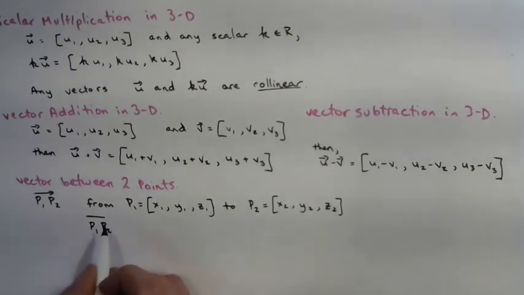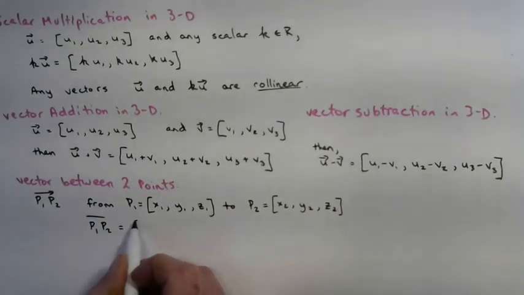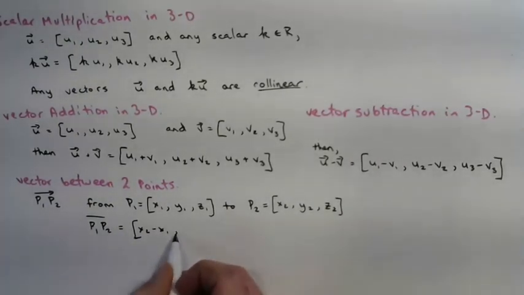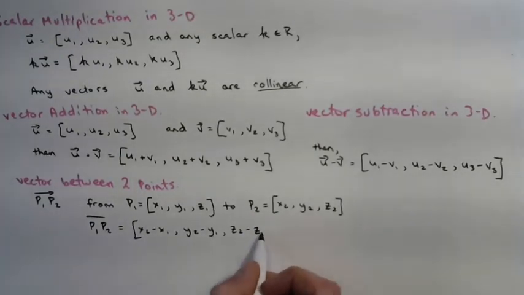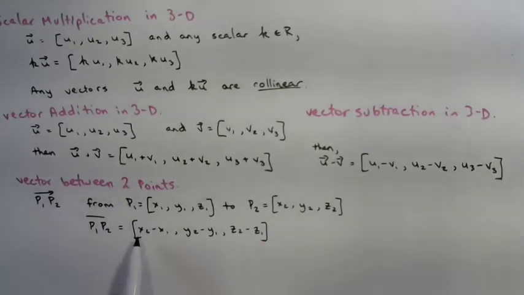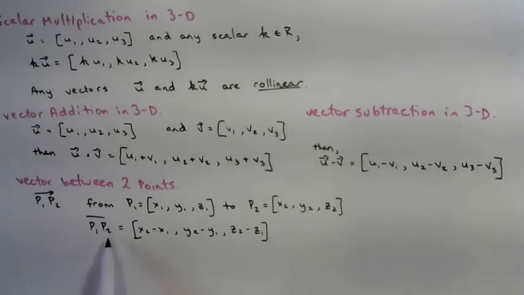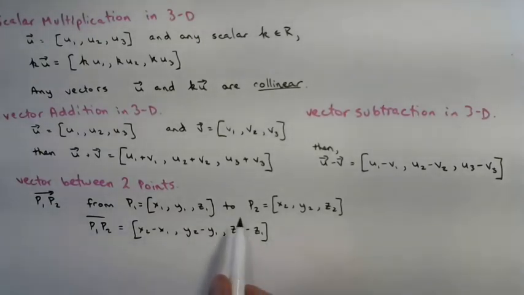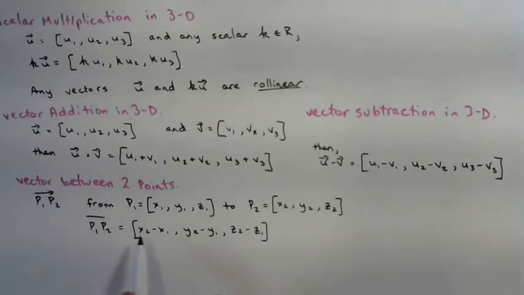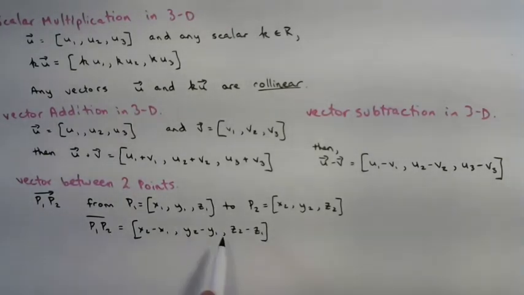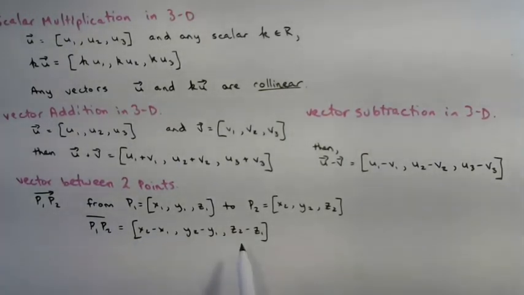Then p1, p2 is simply the difference in the x's. So it's x2 minus x1, comma, y2 minus y1, comma, z2 minus z1. And this is just the change in x, change in y, change in z to get from p1 to p2. And then this new difference vector would be a representation of this vector. It would be the position vector of p1, p2. So just doing this would translate p1, p2 with its tail at the origin. Okay.